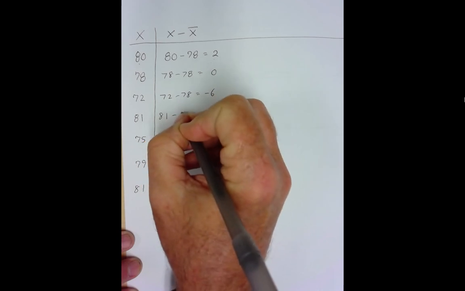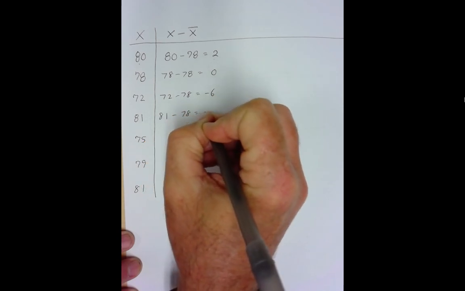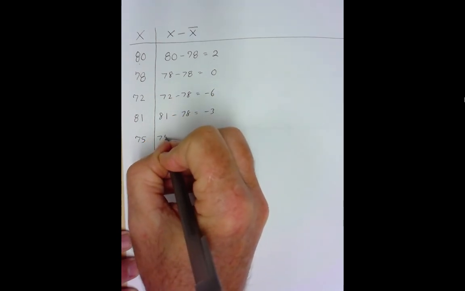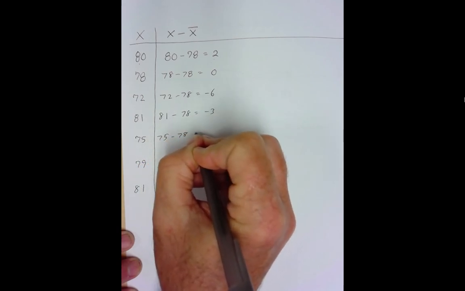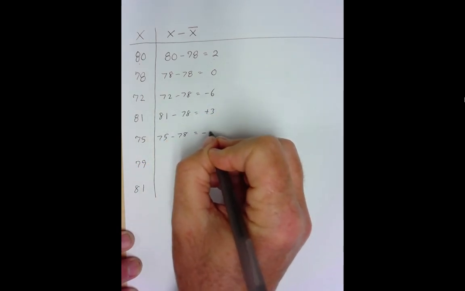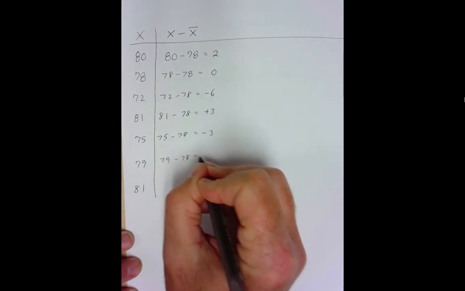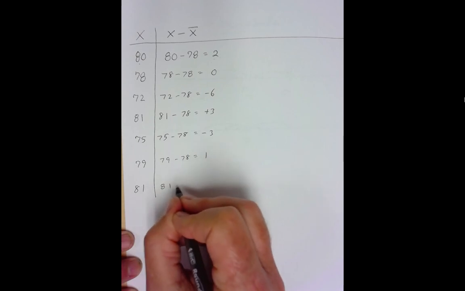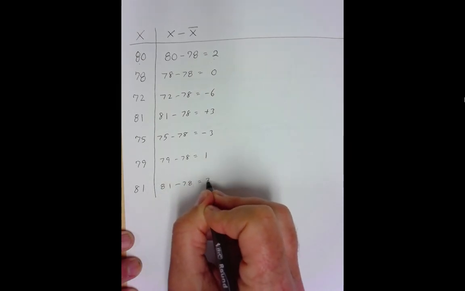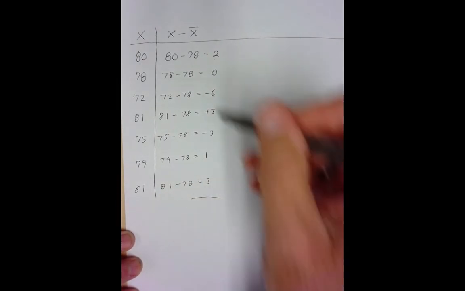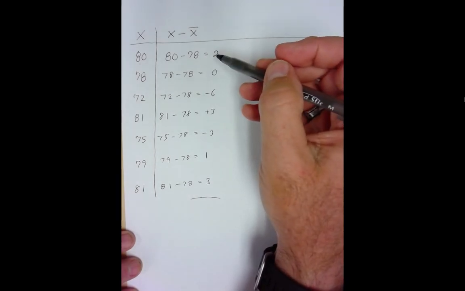So 81 minus 78 is negative 3. 75 minus 78, that's negative 3. 79 minus 78 is a positive 1. And 81 minus 78 is a positive 3. So let's add these things up, and then we'll divide by 7, and we'll get an average distance from the mean.